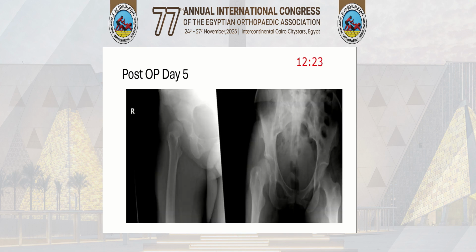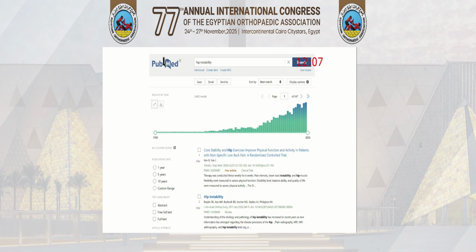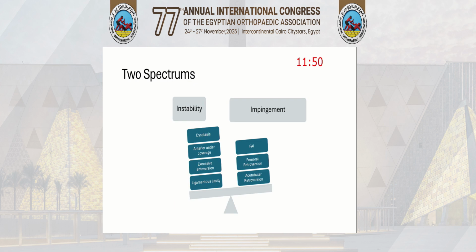And these were her post-operative x-rays on day 5. So we can all see here that what's happened is a hip dislocation. So why would someone get a hip dislocation following a hip arthroscopy? That's what we'll be looking at, to see what the predisposing factors for this problem are. Now, if you go into PubMed and search for the term hip instability, you will see a wealth of papers that have been published over the recent period, exponentially increasing, particularly over the past 5 years.